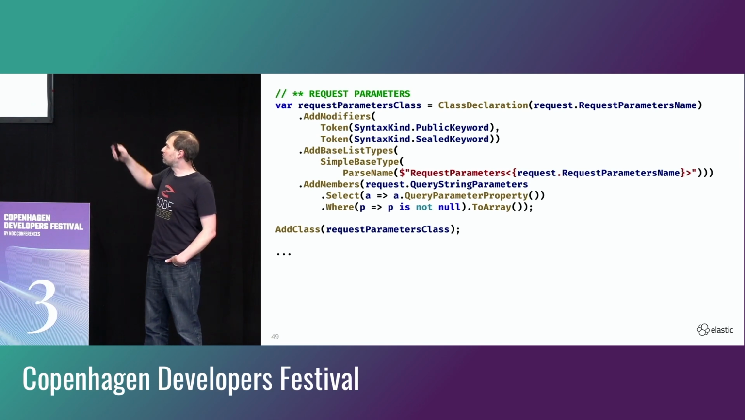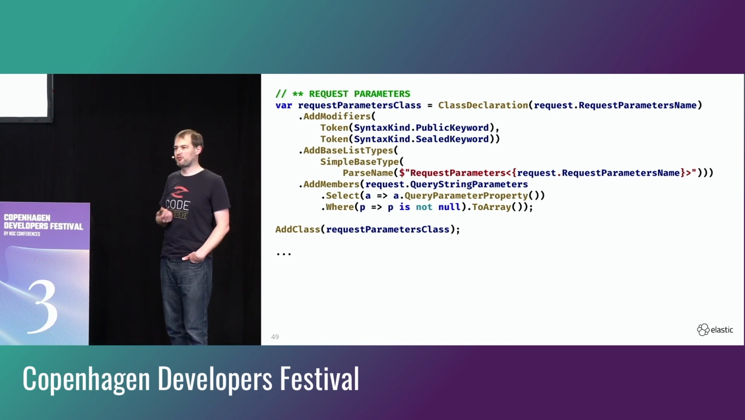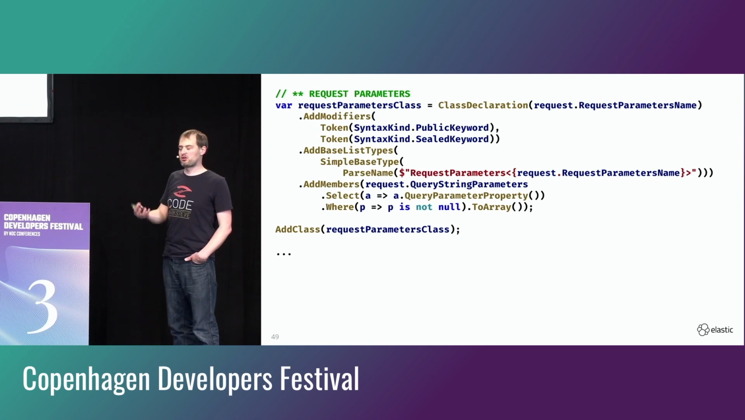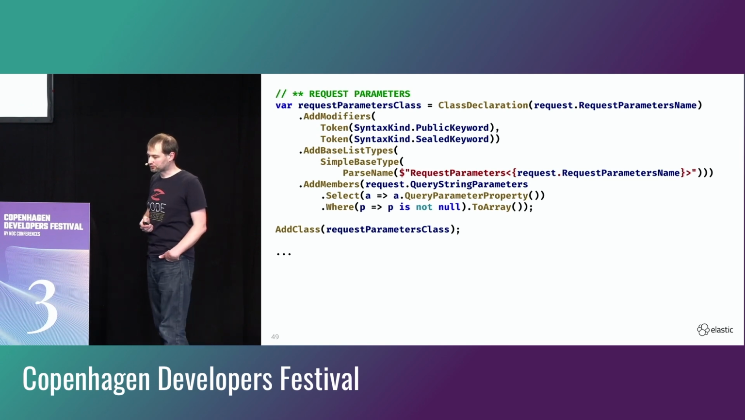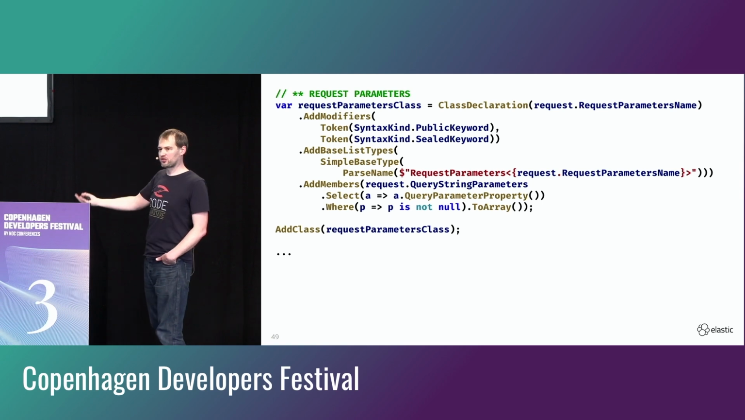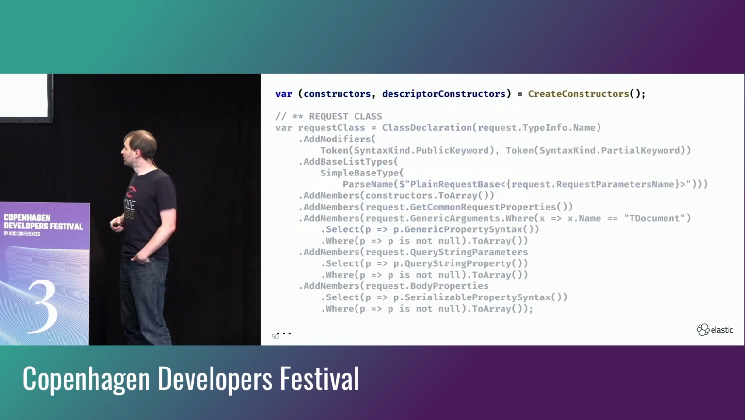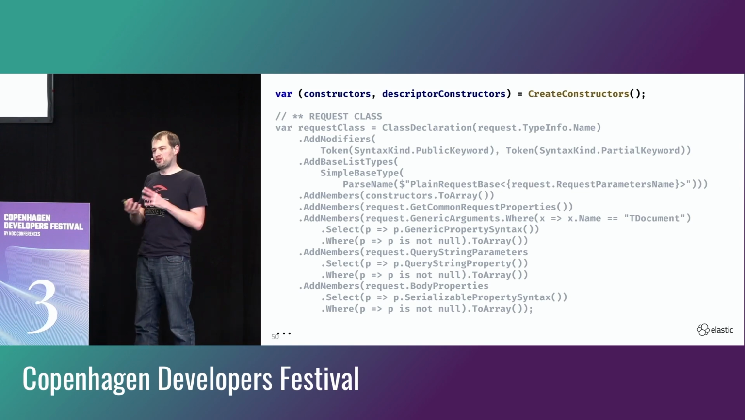It follows the same convention though as what we saw in the previous simplified example. It creates a class declaration, adds in this case the public and sealed keywords to it, adds a base type which allows us to attach the inheritance. In this case, request parameters is going to be a manually created file that we have in the project, and then we add the members, in this case all of the query parameters, to it. That gets added, that add class just adds that to the namespace that's getting built up behind the scenes. For the actual request itself, we need to model it in two ways.